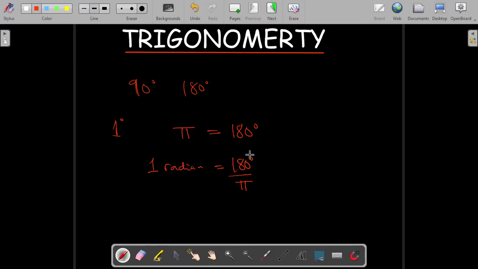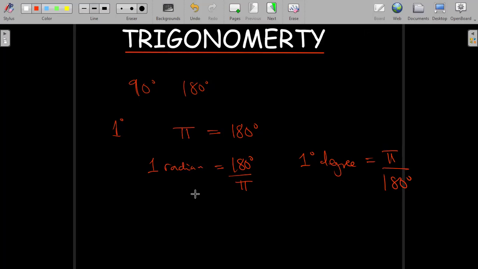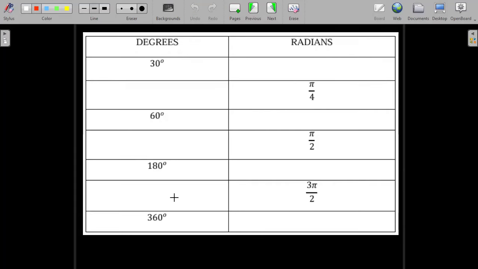And then 1 degree, on the other side, is just going to be the flip of this, which is pi over 180. And this is going to be essential in what we're going to be looking at. We have to understand how we convert between radians and degrees, because some questions will be required to be solved in degrees, others in radians. So using this, we will answer this part of our discussion.